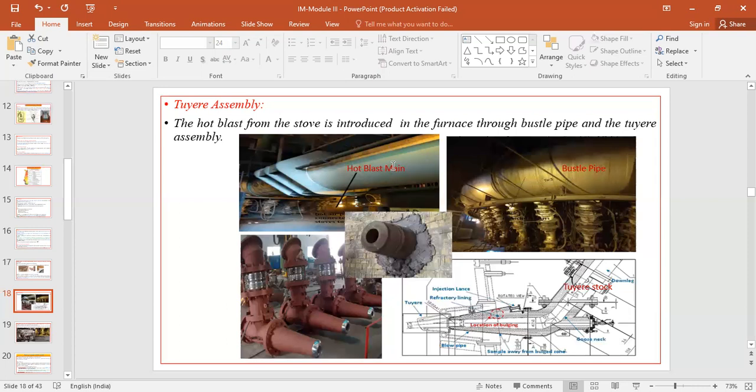blast furnace house, where the preheated air is allowed to pass through this hot blast main, and this hot blast main is connected to the bustle pipe, and this bustle pipe is connected around the periphery of the blast furnace, and to this bustle pipe, a series of tuyere stocks are connected, and this is basically how the tuyere stock looks.